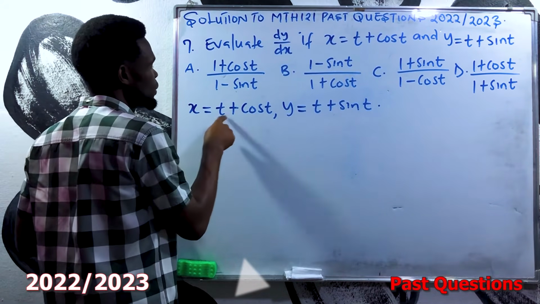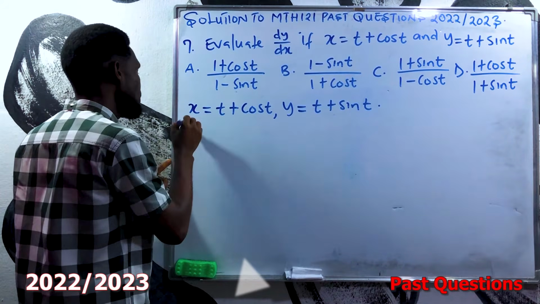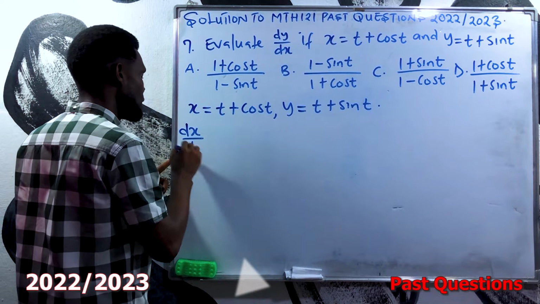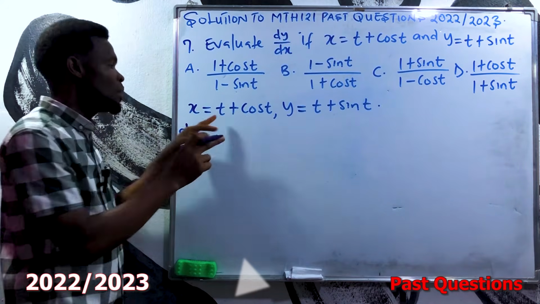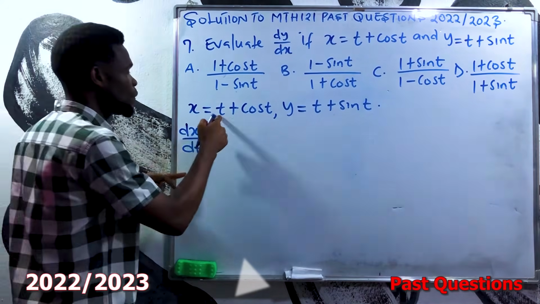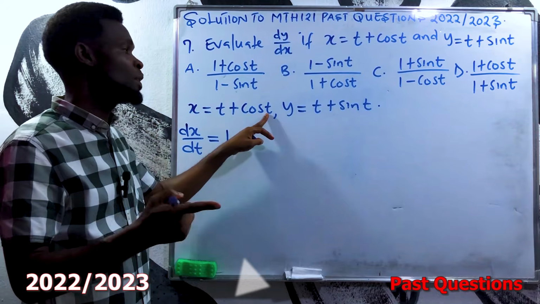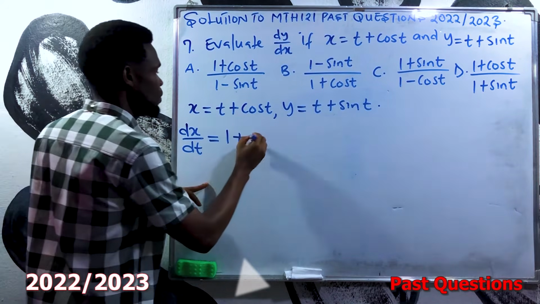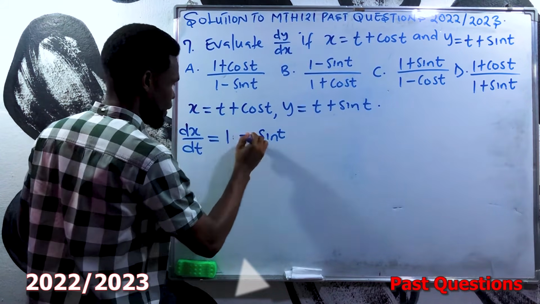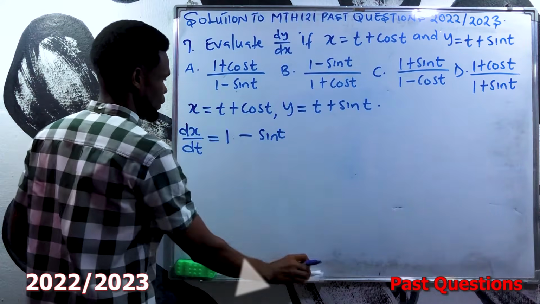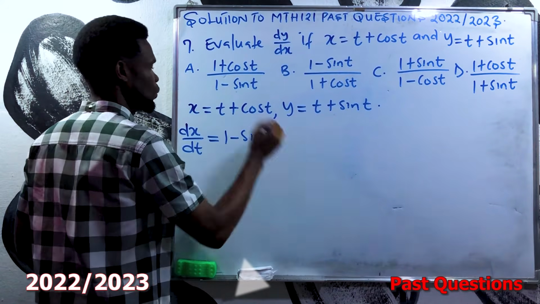I have that x is equal to t plus cos t. So just differentiate x with respect to t. That means dx over dt will be equal to, what is the derivative of t? Just like the derivative of x is 1, so also the derivative of t will be 1, plus, what's the derivative of cos t? The derivative of cos t is minus sin t. Plus minus will always give you minus. So this is 1 minus sin t.